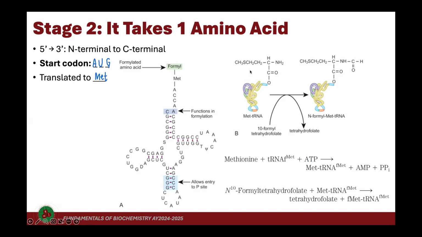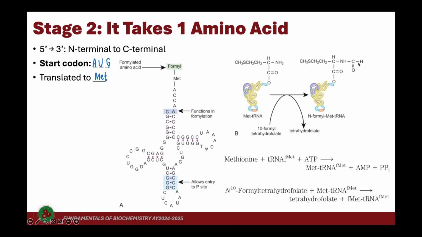So what happens is that the tRNA for methionine is charged first. So methionine gets attached to the tRNA first, and then an enzyme catalyzes the modification wherein a formyl group is attached to the amino group of the methionine molecule.